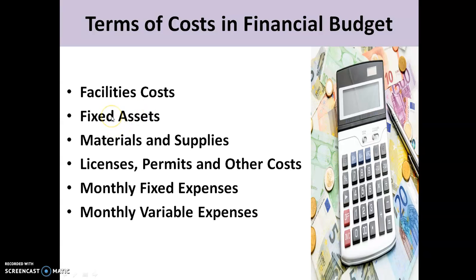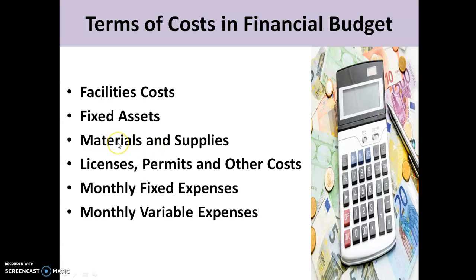The second is fixed asset. It is sometimes called capital expenditures for furniture, equipment, vehicles needed to set up your location and to start your business. Here, fixed assets also include computers and machinery, furniture, and anything for your office or your warehouse that is needed to set up your business.